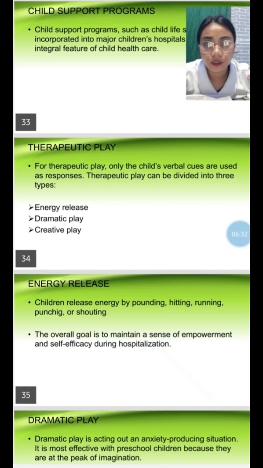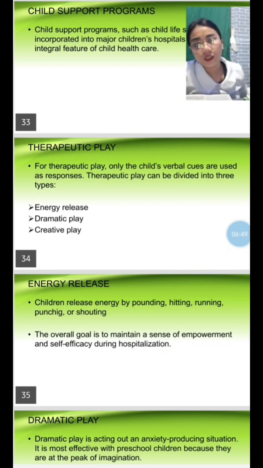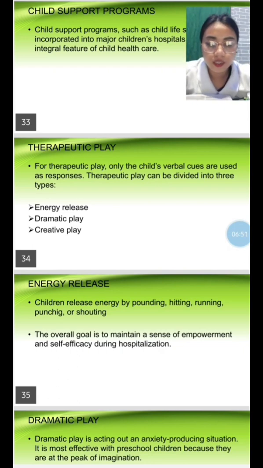With therapeutic play, many children cannot talk about what is happening to them during illness because of fear or because their vocabulary is so limited. They cannot describe their feelings because play is the language of children. Children who have difficulty voicing their thoughts in words can often speak clearly through play.